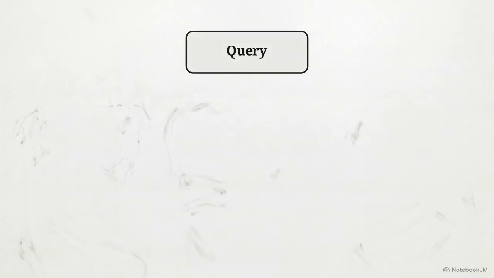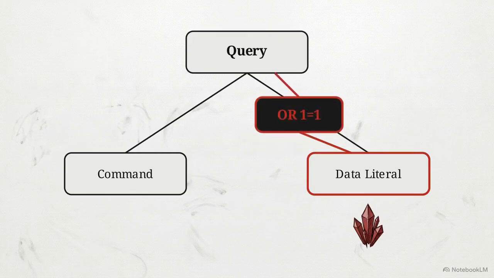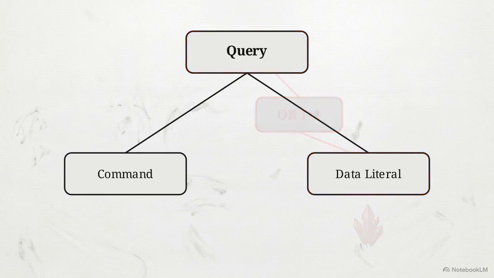This abstract syntax tree shows a database parsing a query. Normally, user input is isolated within a data literal node, remaining passive. When an attacker provides syntax like OR 1 equals 1, the parser misinterprets the context. The malicious input sprouts unauthorized execution branches that climb into the tree's core logic.